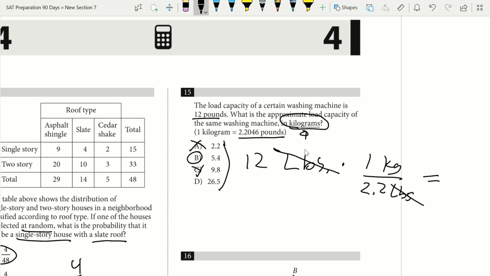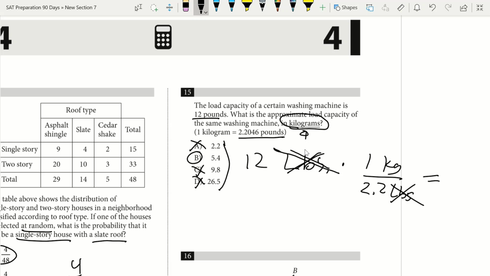So the big thing there is understanding that we want to cancel our units, right? I really, really recommend that, and I stress that especially with word problems. If you struggle with word problems, canceling those units out is going to be your best friend. That's something I learned from physics, and I think it's very, very applicable to the SAT math section. So that takes us through our math section for today.